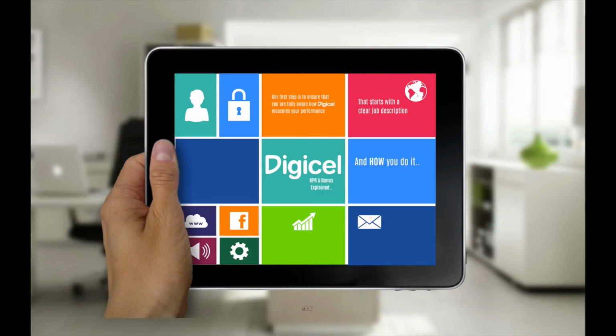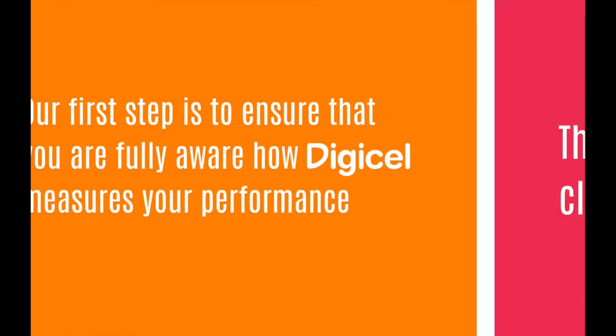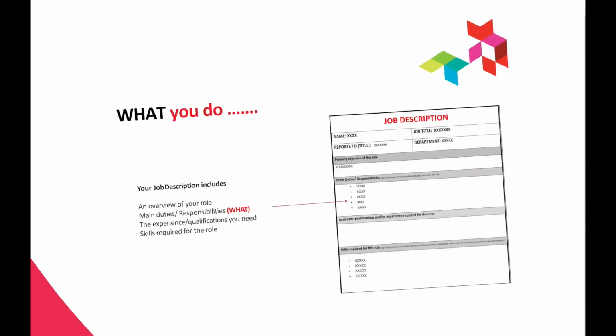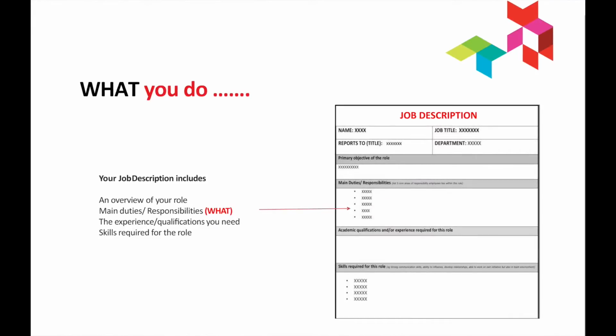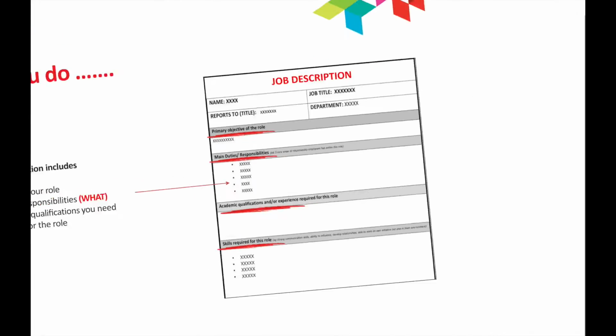The first step in this short video is to ensure that you are fully aware of how Digicel measures your performance. And that starts with a clear job description. Your JD will include an overview of your role, what you do, your main duties and responsibilities, the experience and qualifications you need, and the skills required for your role.